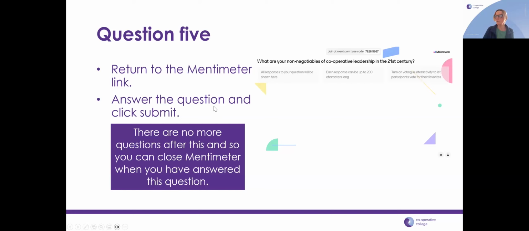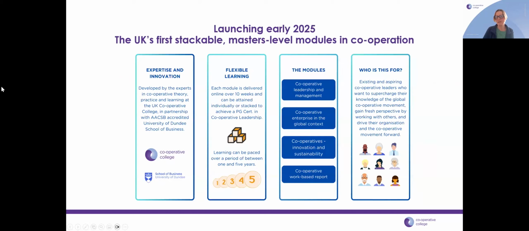So just after our final bit of information about the college and the kind of stuff that we're doing around leadership, we just wanted to highlight some of the work that we are evolving at the moment. We are in the process of working with the School of Business at the University of Dundee to develop master's level modules in cooperation. And we're super excited about this. At the moment, we are running a pilot with the cooperative movement in the Philippines.